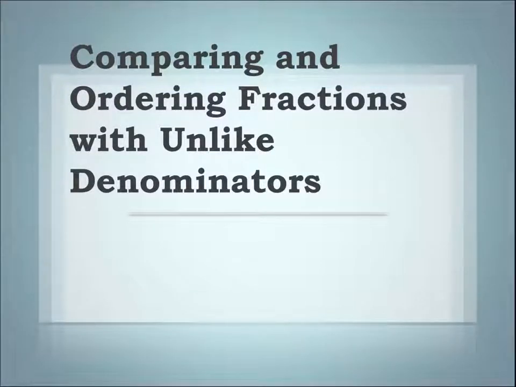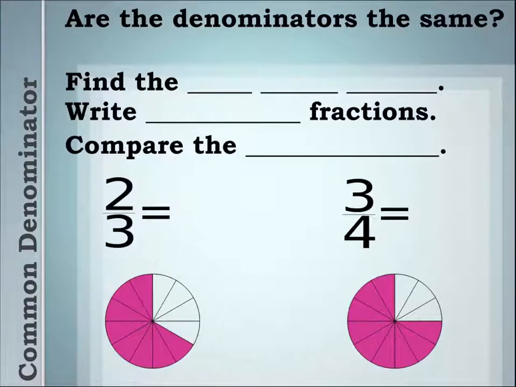We're going to review how to compare and order fractions with unlike denominators. First thing that you want to do is look at the denominators in the fractions that you're working with and ask yourself if they're the same. Well, in this case, we have a 3 and we have a 4. So no, our denominators are not the same. So that means that we have to find the least common denominator.